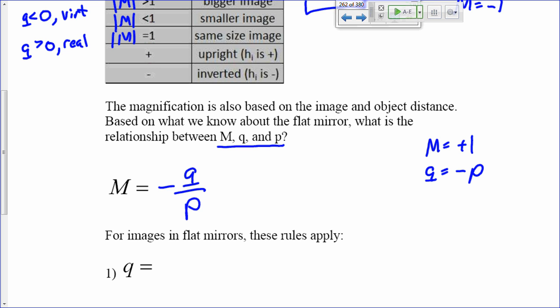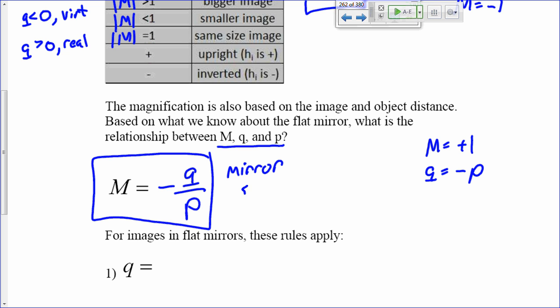Yeah, so our magnification is -Q over P. And this is going to be for flat mirrors, but it will also be for all mirrors, curved mirrors, spherical mirrors, and also lenses when we get into lenses. All right, so the magnification is equal to -Q over P. So this is for mirrors and lenses.